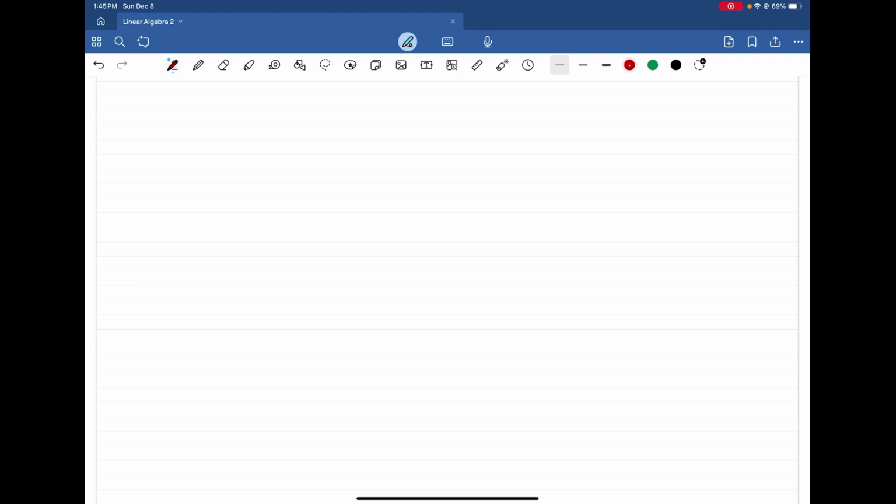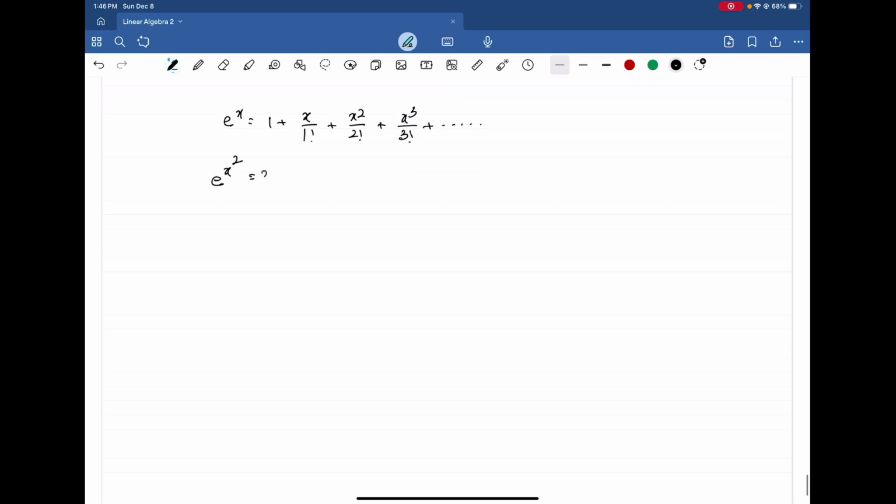Now, let us have a little insight into a deeper meaning of this series and application of them, and questions asked in GATE 2024 on this. Till now, we know that e to the power of x is equal to 1 plus x by 1 factorial plus x square by 2 factorial plus x cube by 3 factorial and so on. Then what will be the value of e to the power of x square? Think over for 10 seconds.